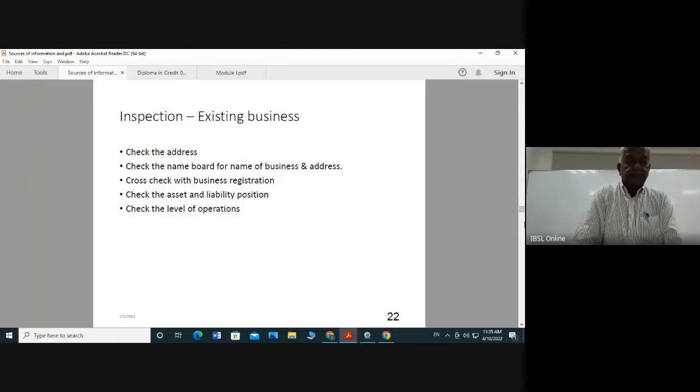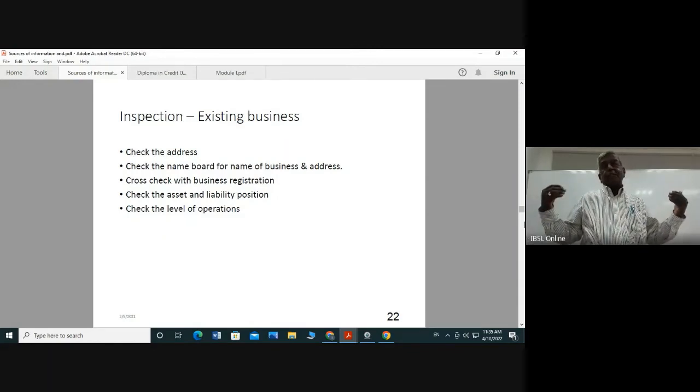Existing business. Inspection. So now you are going to the site. The customer would have given you the address in the application. So you have gone to the site. Check the address, whether the address is correct.